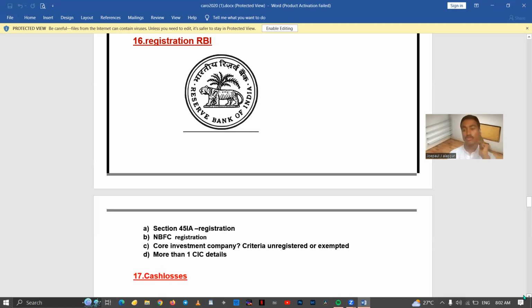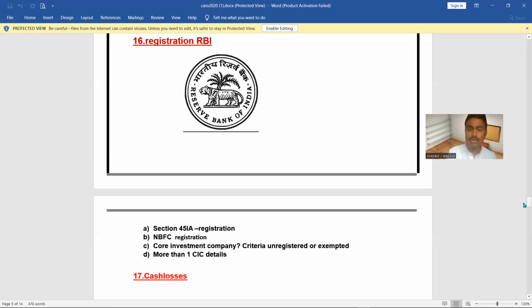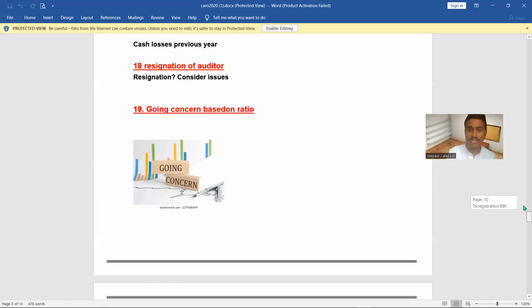Now I will explain what a core investment company is. It is a company which is used for investment. It's actually a parent company, and it is investing in its own subsidiaries and joint ventures. Core investment company means a company which is investing in its group companies. 90% of its assets will be invested in the group companies. That's all.